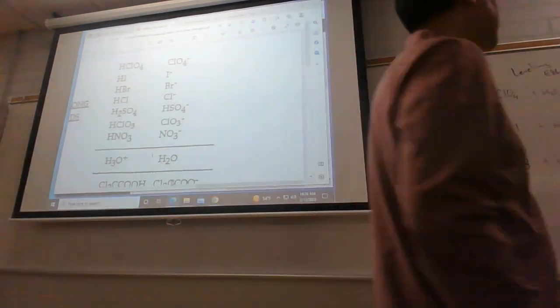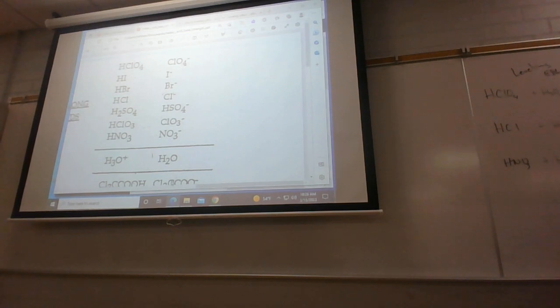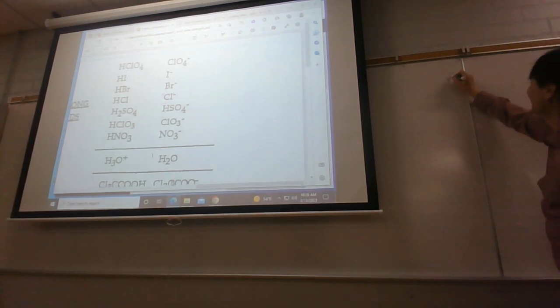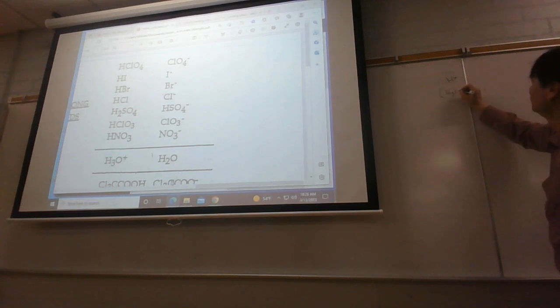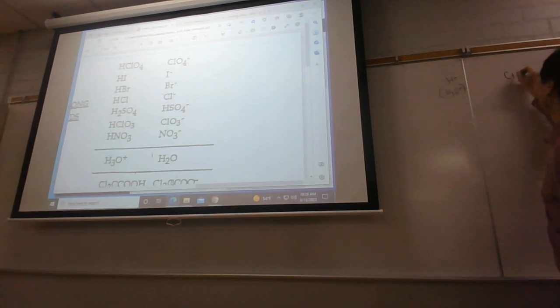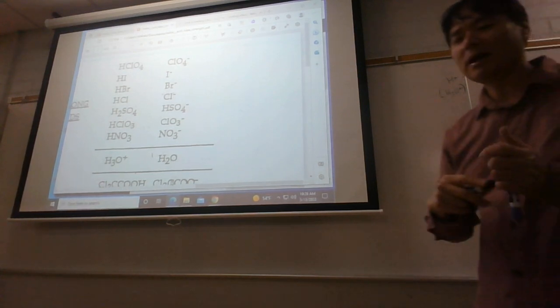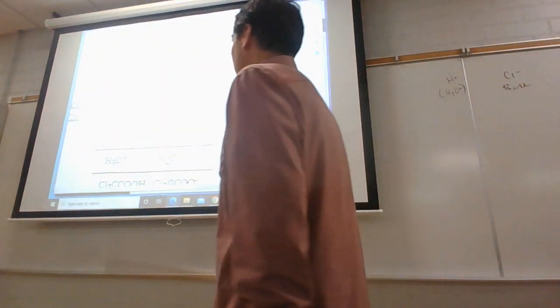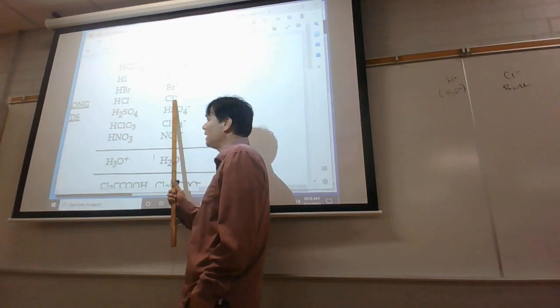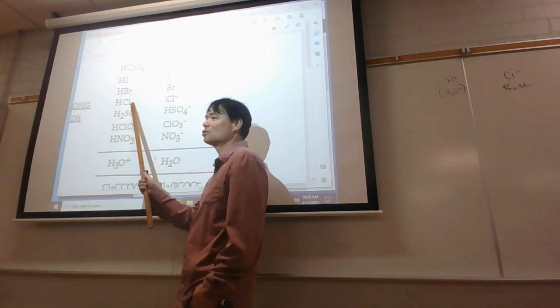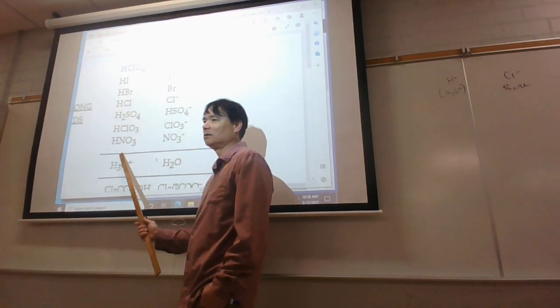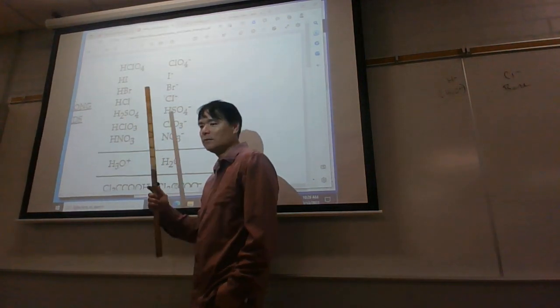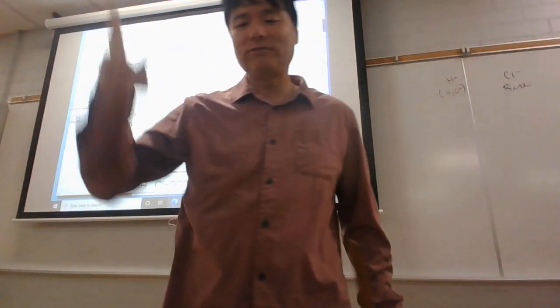Okay, now let's take a look at the base. So that was the acid. When we have HCl, we have H plus or hydronium, and we have Cl minus. Cl minus is a base. So what acids does Cl minus, the base, react with? Cl minus should react with all acids weaker than HCl.